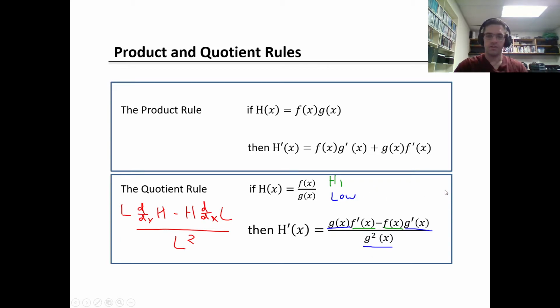The way my calculus teacher taught me back in the day was to think of the numerator as high and the denominator as low. Then the rhyme goes, it's low d high minus high d low over low squared. Low d high minus high d low over low squared. If you can get that one down in your head, that's great. That'll make things a lot easier.